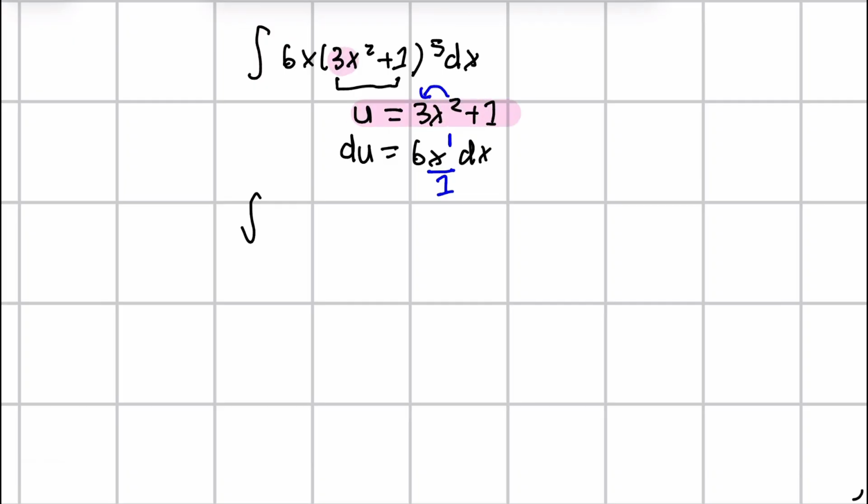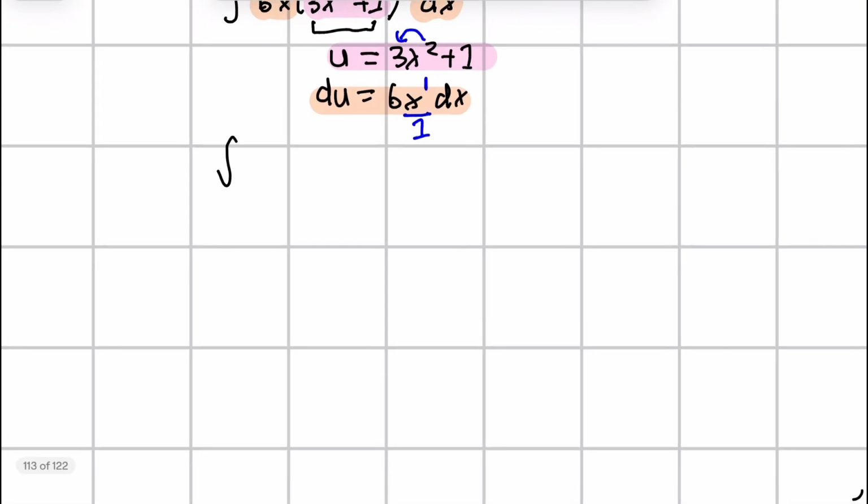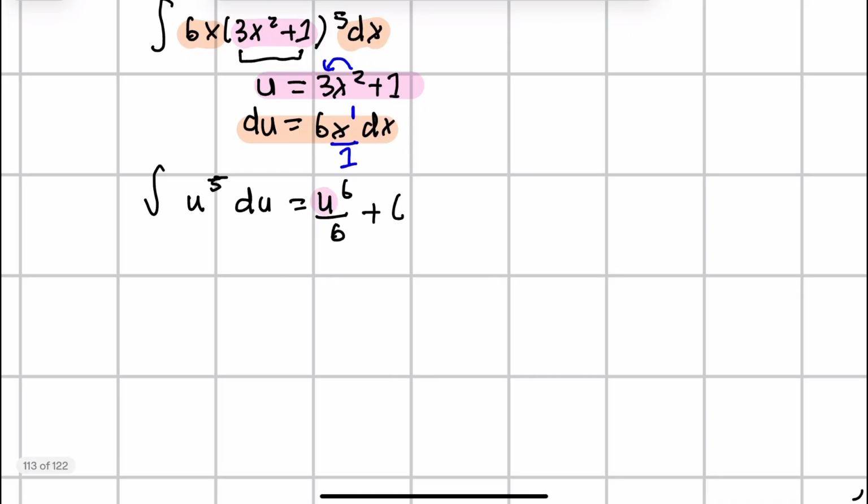So we see u was equal to this, and then we have 6x dx right here. So then we can rewrite this in terms of u, right? So now we have u to the power of 5 times du. This is the same thing as u to the power of 6 divided by 6 plus c. So you can substitute back our value for u. u was equal to 3x squared plus 1, right? So this becomes (3x squared plus 1) to the power of 6 divided by 6 plus c.